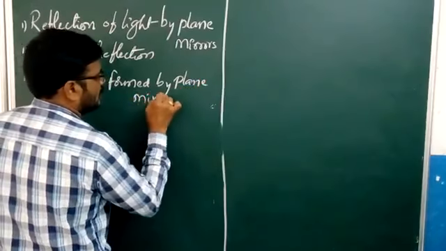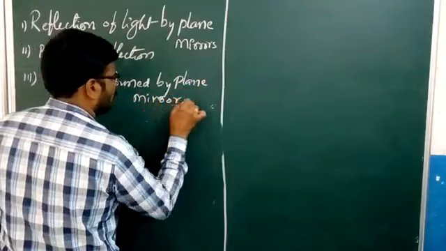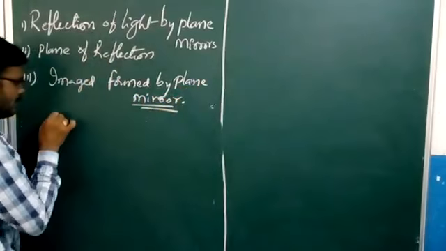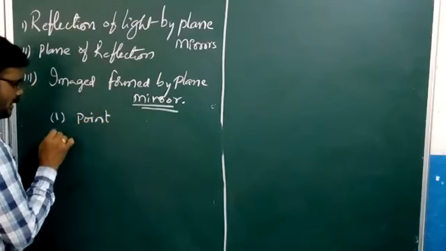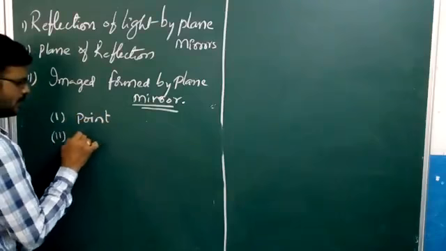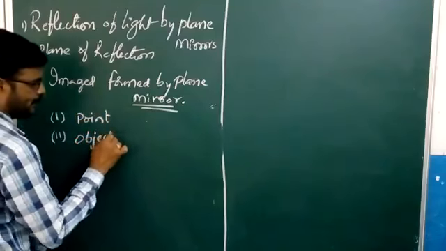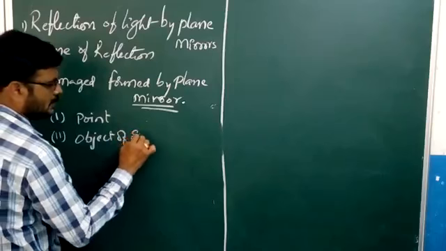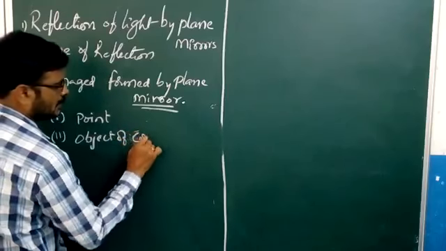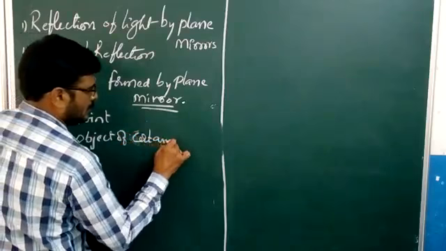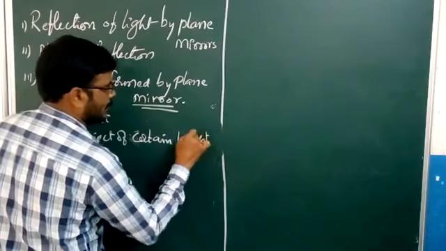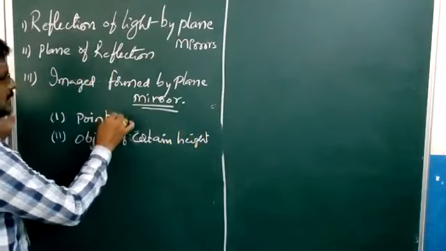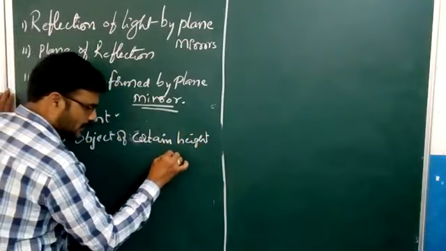So for the image formed by a plane mirror, one is a point object, which will form a point image. Second one, an object of a certain height or size. So let us look at the first one.